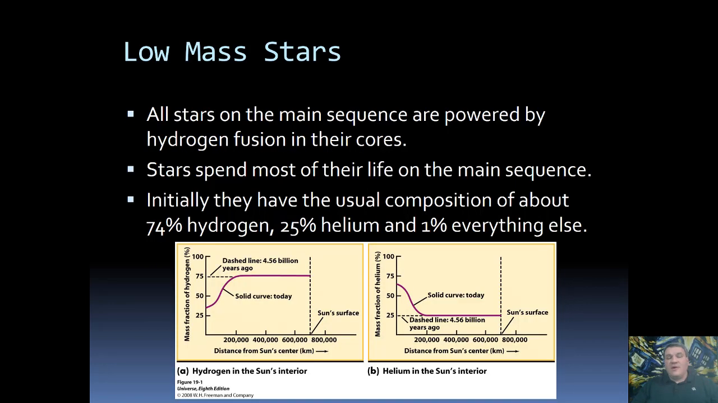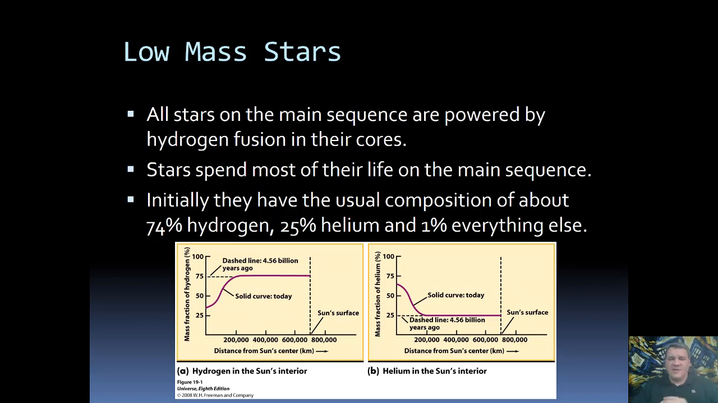So we're going to begin with low mass stars. Our go-to example for low mass stars is going to be the Sun. So essentially what we're going to be talking about from here on is the Sun. Stars spend most of their life on the main sequence. We're talking about 90% or so of their life.